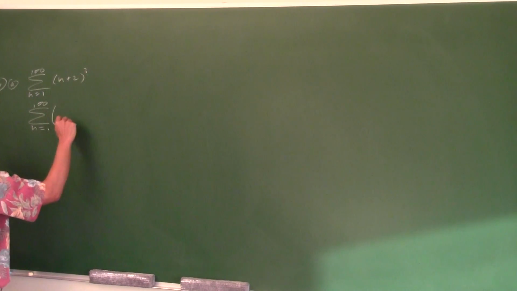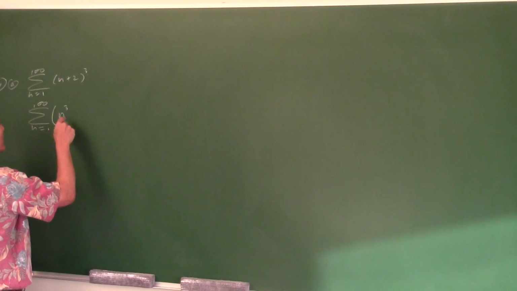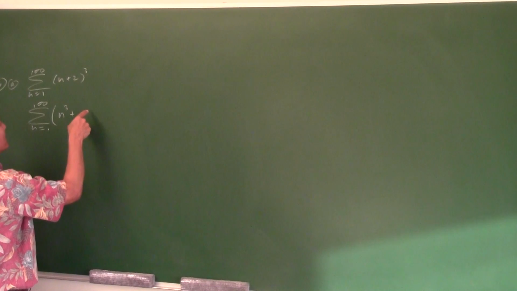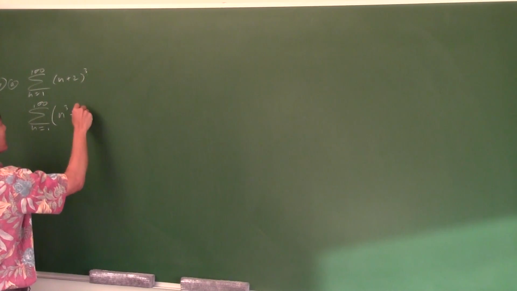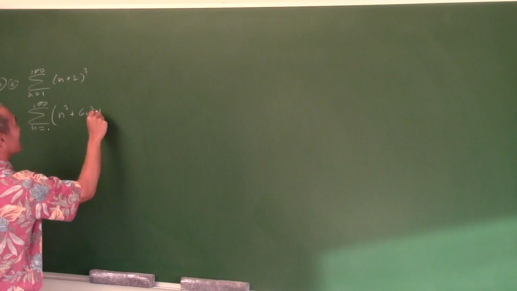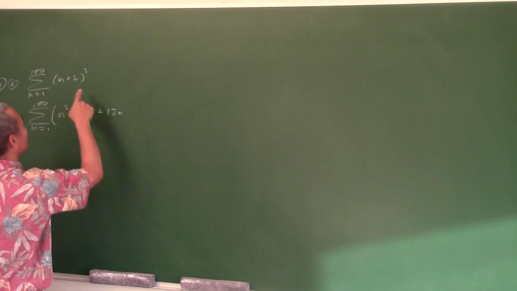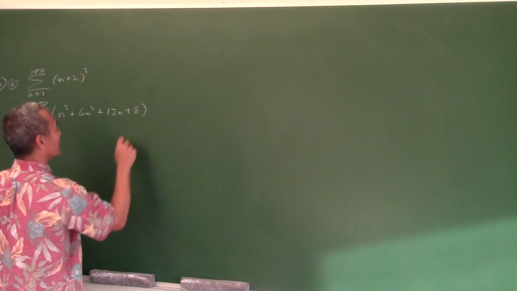Multiply this out. Okay, how do you multiply out n plus 2 cubed? N cubed, again, binomial theorem. 3 choose 0 plus 3a squared b, so that would be, what is 3 times that squared that? 6n squared. Plus 3 times that squared, so that would be 12n, plus that cubed, which is 8.